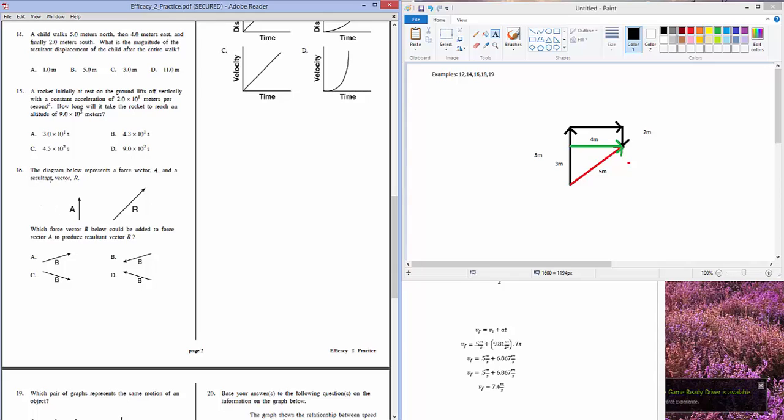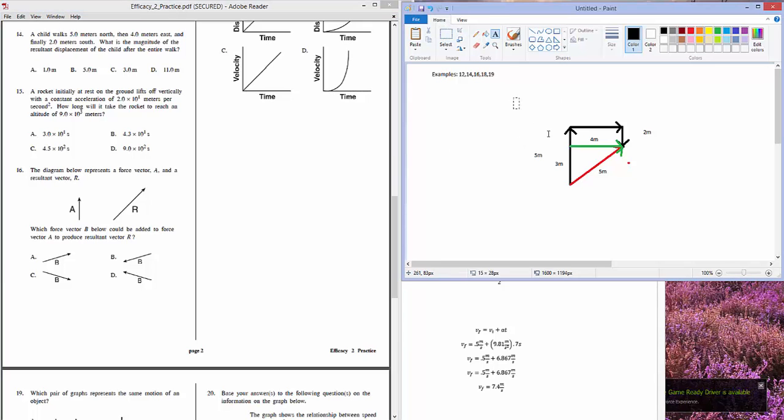Okay, so number 16 is a vector question. It's asking you what happens when you combine 2 vectors. So when you graphically add vectors, they change the direction and how much the arrows are. The question says, which force vector B below could be added to force vector A to produce resultant vector R? So if we thought about it, let's get rid of this one.